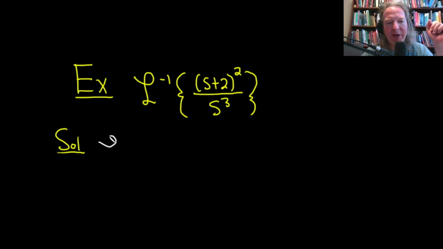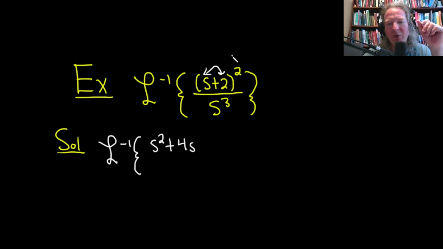So we have the inverse Laplace transform of, and there's a formula we can use to expand the s plus 2 squared. Basically, you square the first one, so s squared. You multiply these two and you double it. So 2s times 2 is 4s. And then you square the last one, so 4. That always works whenever you have something like this, something plus something squared.